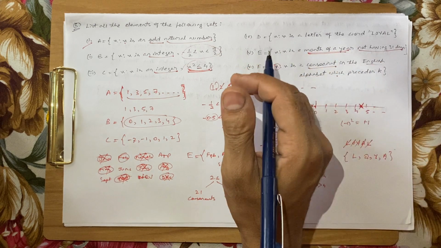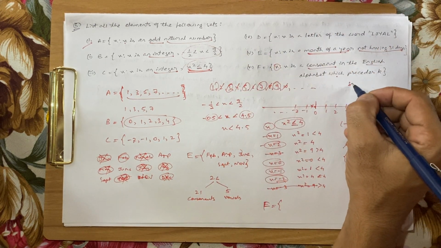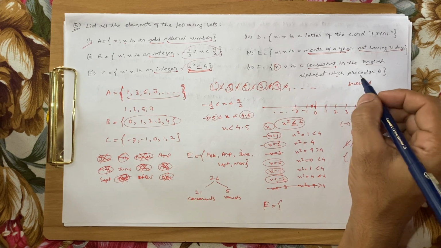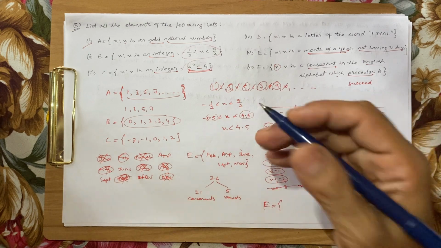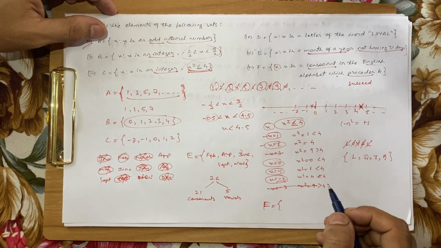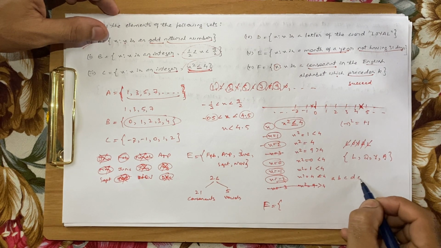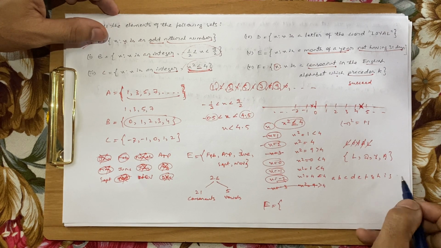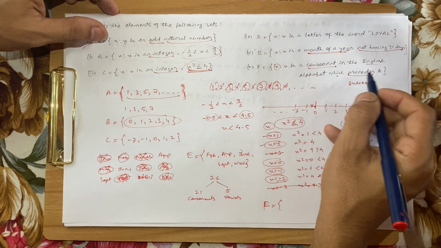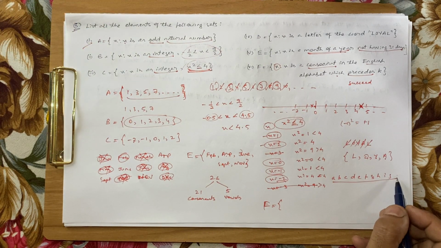Precede means before K. Succeed means after K. Okay, so precede and succeed. Precede means pre, means before. Succeed means after. So let us go ahead and write all the alphabets: A, B, C, D, E, F, G, H, I, J, and K. I'll not write K because it says which precedes K, that means before K. So these are the alphabets that we have before K.